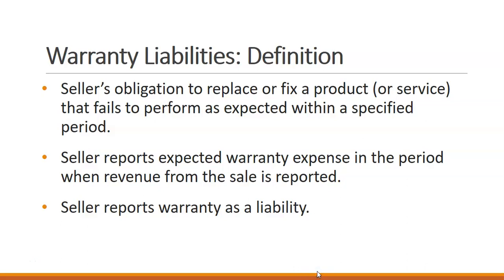The next estimated liability that we have is warranty expense. So a warranty is something that as a seller we include with our products that we are obligated to replace or fix if it fails to perform as expected, usually within a specified period. So you might have purchased a car at one time that came with a warranty.